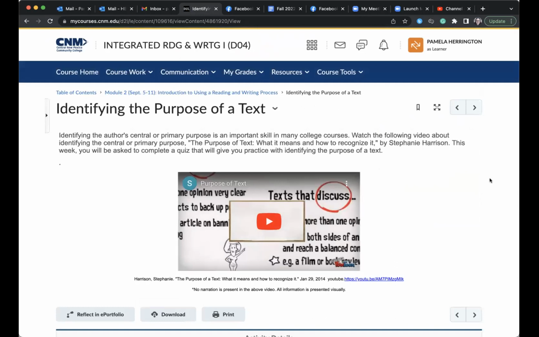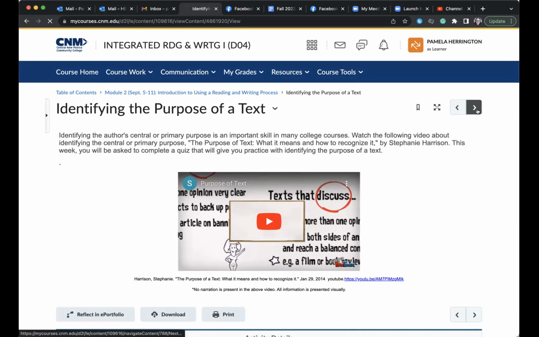And then you'll see a video that goes over the purpose of texts. And so purpose is a reason for writing. In academic writing in school, each writer writes for a specific purpose or purposes, so they have a specific reason for writing. This video gives you some examples of how authors choose specific words and present their ideas in a specific way to meet their purpose for writing. And so you should watch the video and think about how writers have reasons for writing.